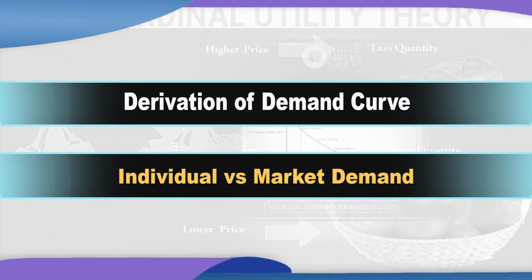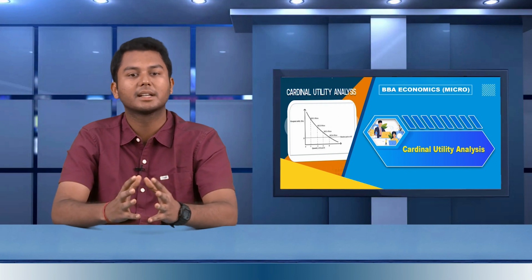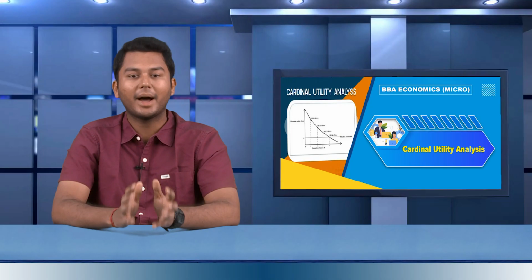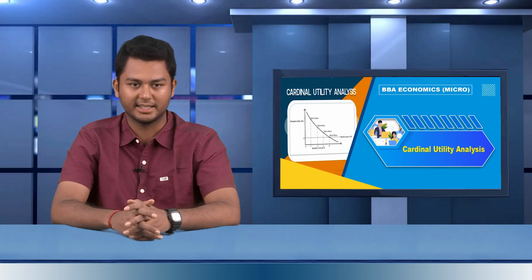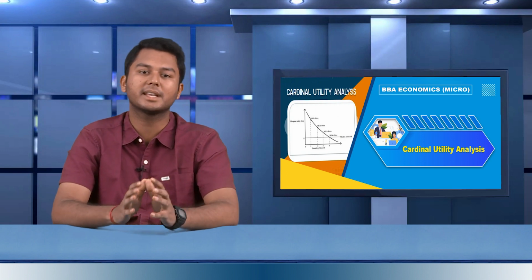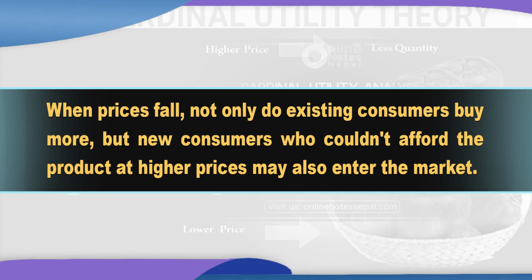Let us look at individual versus market demand. Individual demand curves show how one person's consumption changes with price. Market demand curves show how total consumption by all consumers changes with price. Market demand is simply the sum of all individual demands, as we have seen earlier as well. Understanding individual demand through utility theory helps explain market level phenomena. When prices fall, not only do existing customers buy more, but new customers who could not afford the product at higher prices may also enter the market.